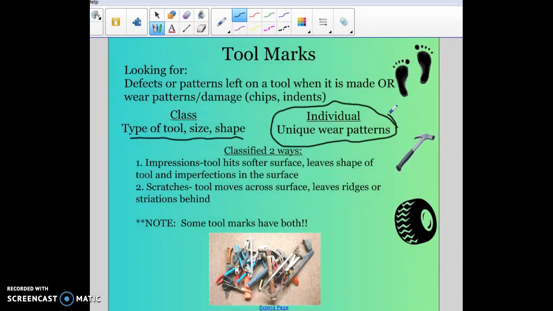Tool marks are classified in two different ways: impressions and scratches. Okay, so impressions are when the tool hits a softer surface and leaves the shape of the tool and any imperfections in the surface. So if you were to take a hammer and hit a piece of wood, it would leave the impression of the hammer in the wood. That would be impression evidence. Scratches are when the tool moves across the surface and leaves ridges or striations behind, and those ridges or striations can be unique to specific tools if they have any indentations or impressions in them as well.